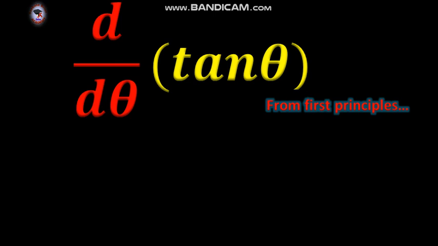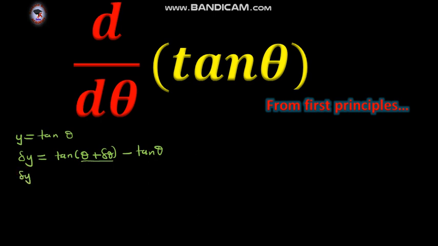In this video, we are going to look at how to find the derivative of tangent of angle theta from first principles. Don't forget that if y is equal to tan theta, then a small change in y is equal to tan of (theta plus a small change in theta) minus tan of theta.